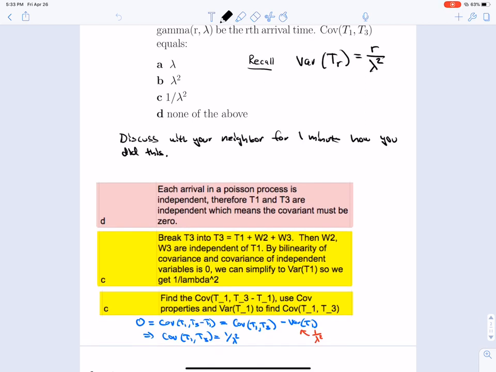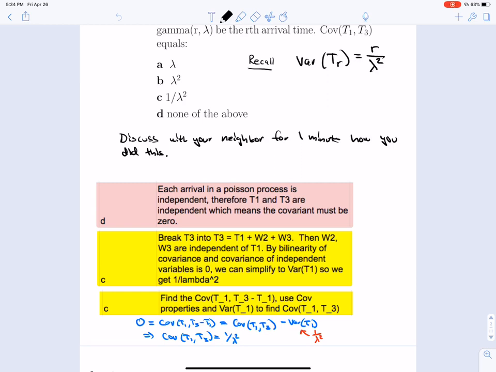One person writes, break T3 into T1 plus W2 plus W3, where W2 is the inter-arrival time between the first and second, and W3 is the inter-arrival time between the second and third. Then W2 and W3 are independent of T1, so by bilinearity of covariance, and since the covariance of independent variables is 0, we can simplify to the variance of T1, so we get 1 over lambda squared. That sounds good.